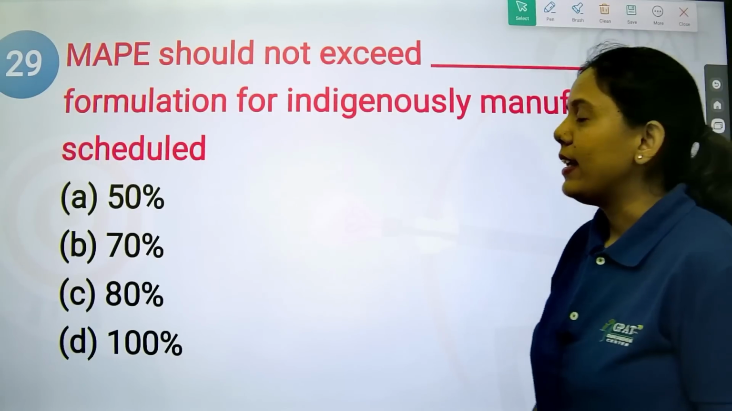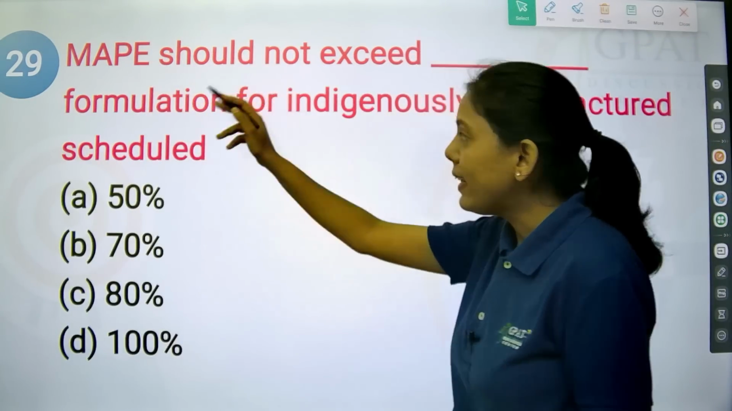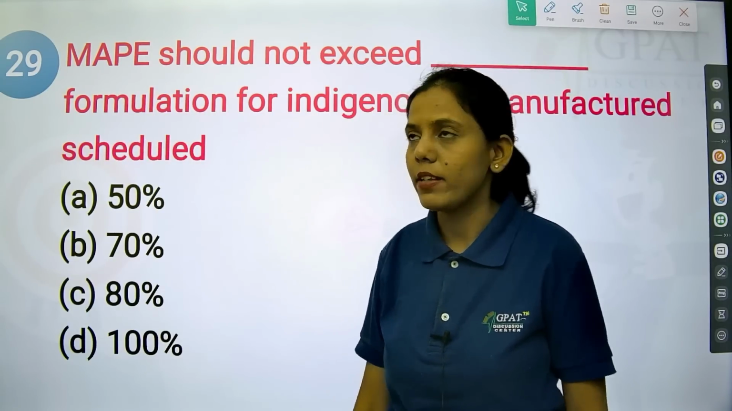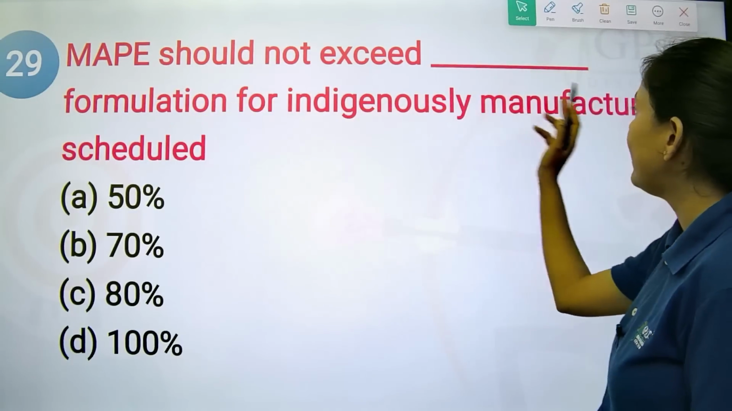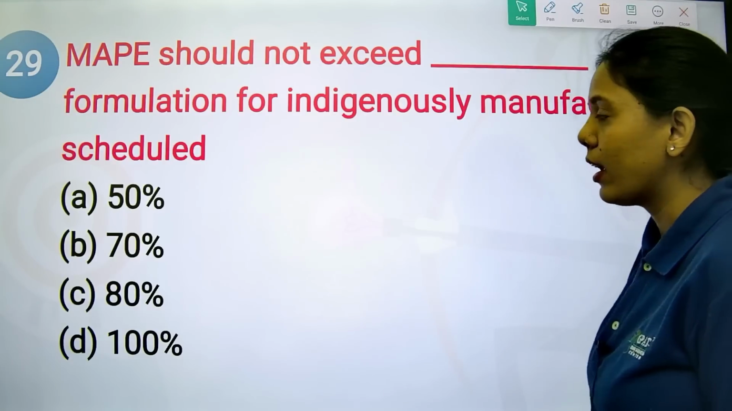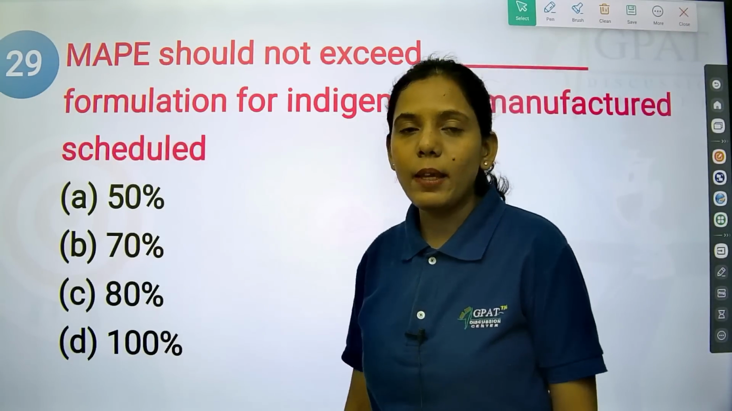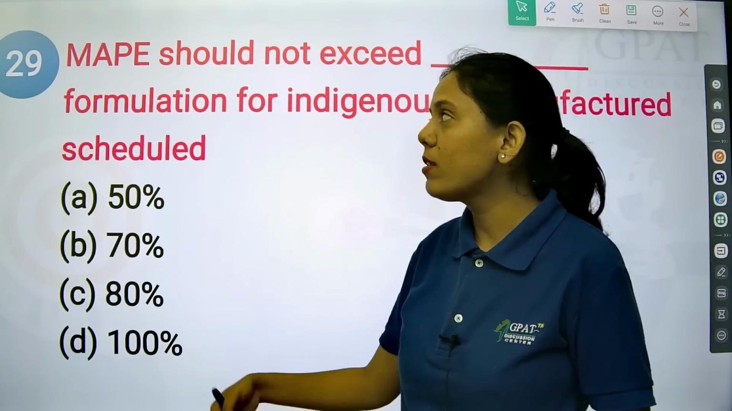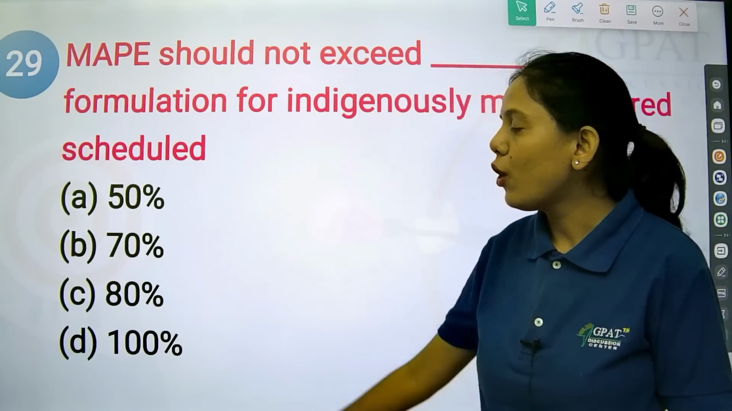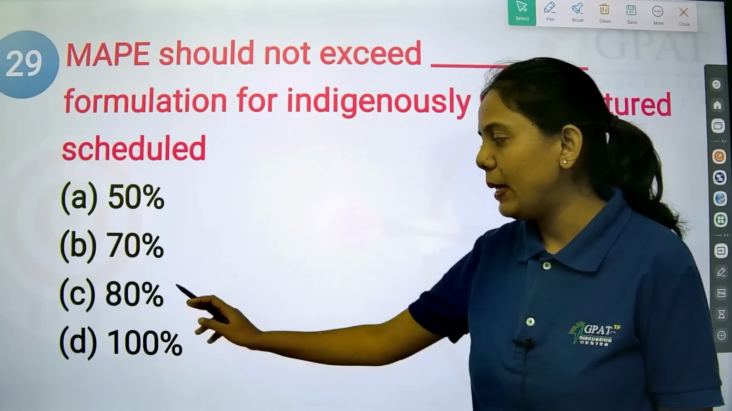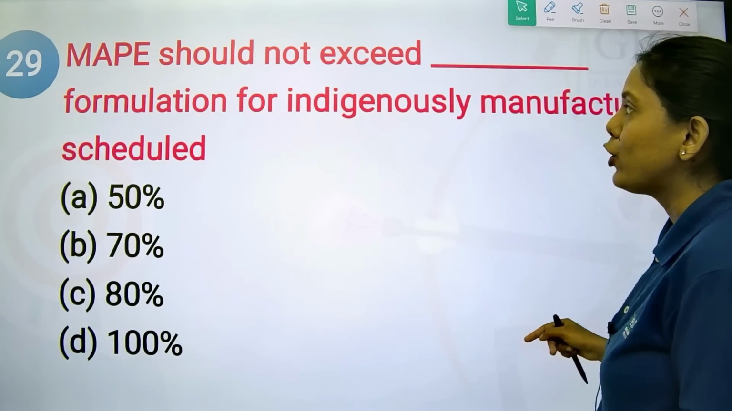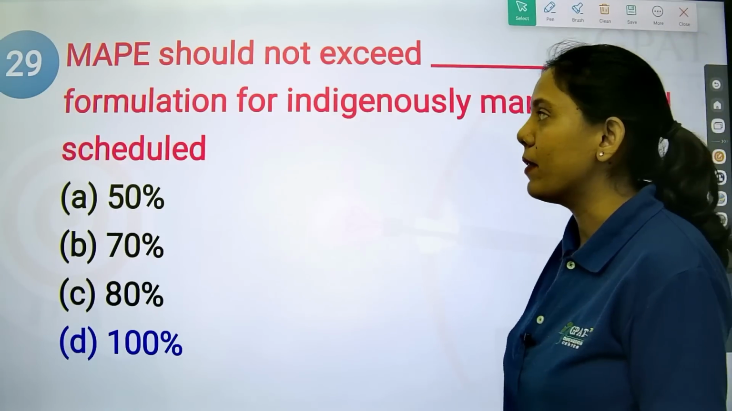The next question is MAP, that is nothing but maximum allowable post manufacturing expenses. MAP should not exceed dash percent formulation for indigenously manufactured scheduled formulations. The options are 50%, 70%, 80%, and 100%. Basically, the answer is 100%. It should not exceed more than 100%.